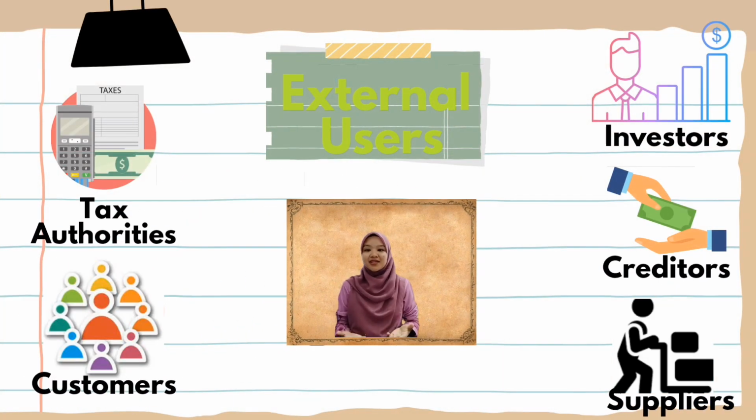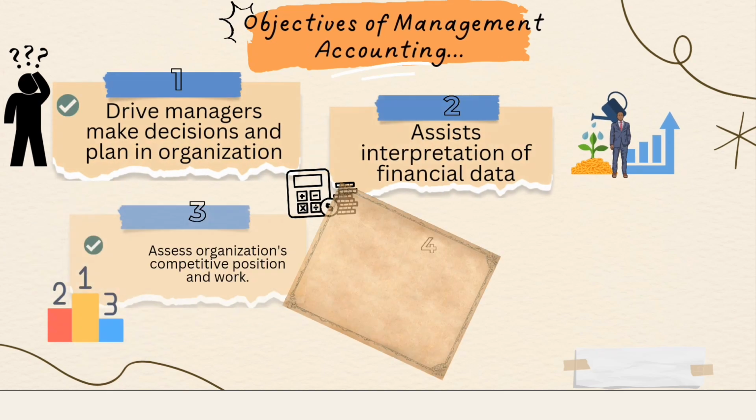Second, external users. External users is a user of the system who is not part of the organization structure. External users such as supplier, creditors, customer, and investor use the financial information to help them understand the company's financial position and past performance. The external users use this report to develop business plans as well as make business decisions about the company.